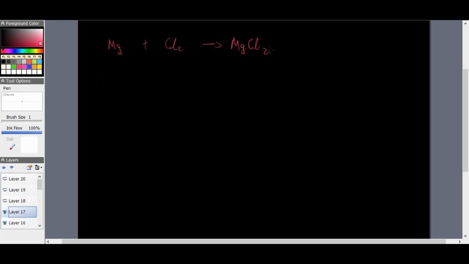Let's have a look, similarly to the precipitation reaction. In a precipitation reaction, we had to develop and form an ionic equation. So over here, the same thing, I have a balanced molecular reaction.